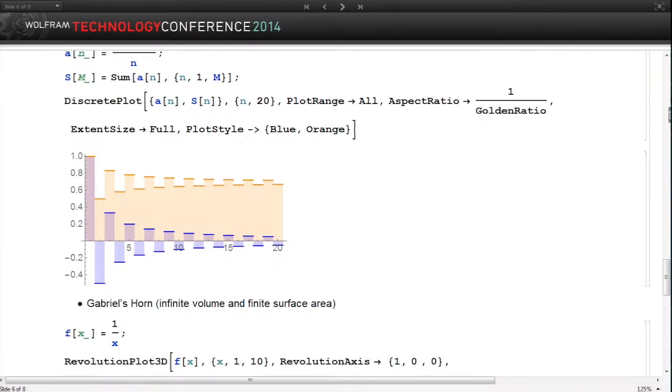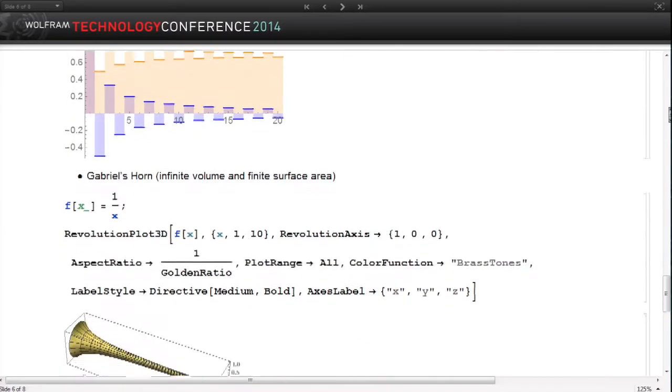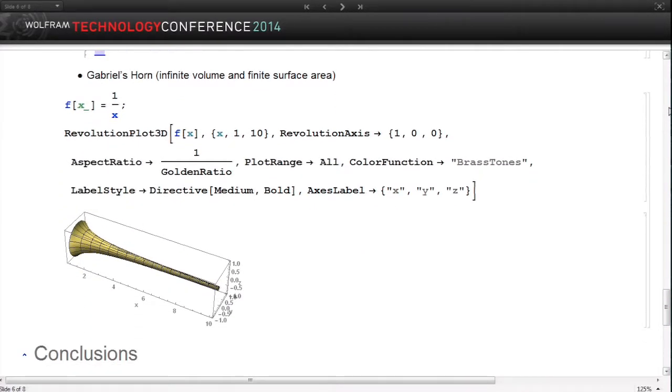And of course, Calc 2 is not complete without a visualization of our favorite, Gabriel's Horn. The object that has infinite volume but finite surface area. Students are always amazed when they say, you mean I can fill it, or sorry, finite volume but infinite surface area. You can fill it with paint, but you cannot paint the surface area of this object.